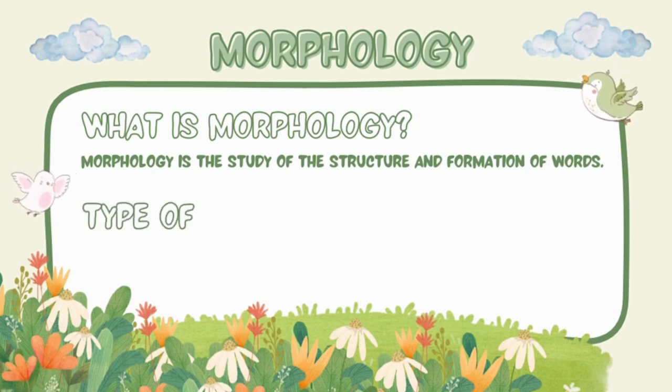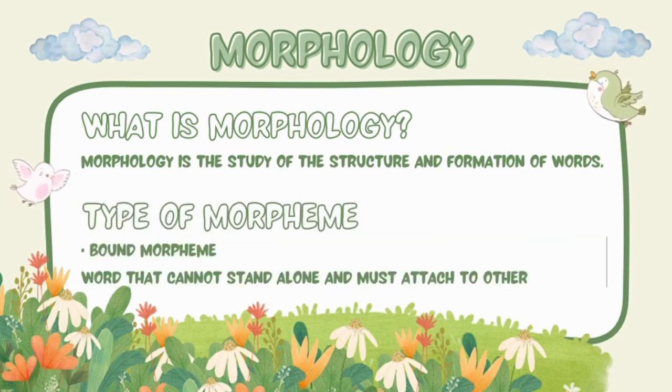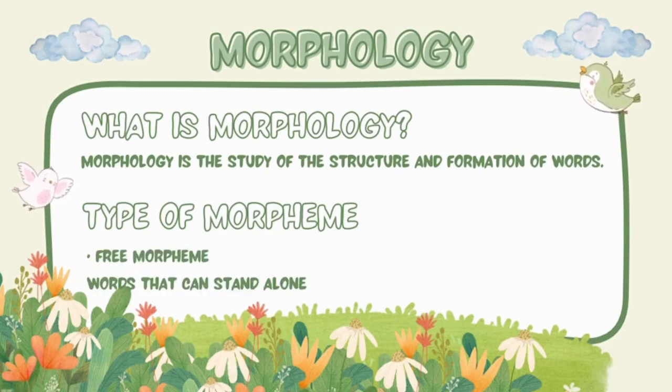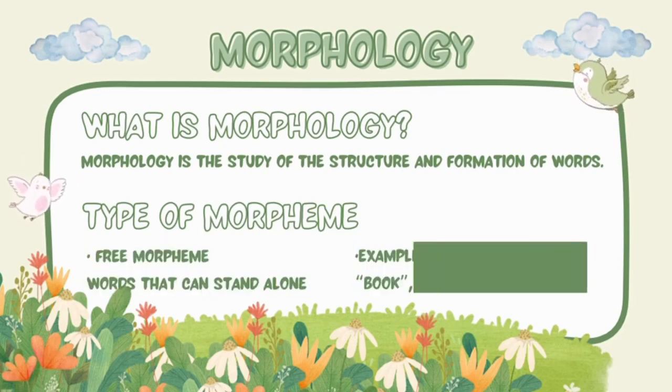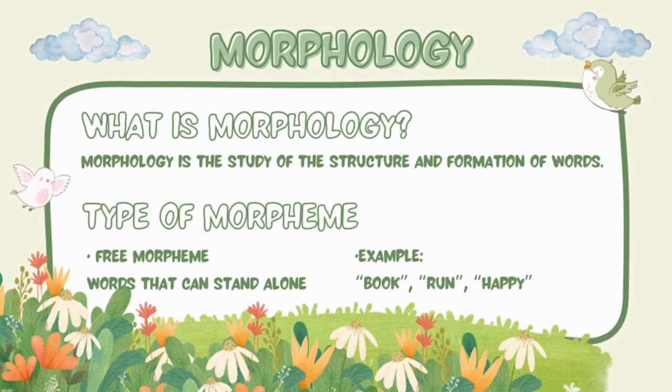The first one is bound morphemes. These cannot stand alone and must attach to others, such as using a prefix or suffix. And free morphemes can stand alone as words. For example, book, run, and happy are free morphemes since they have meaning on their own.